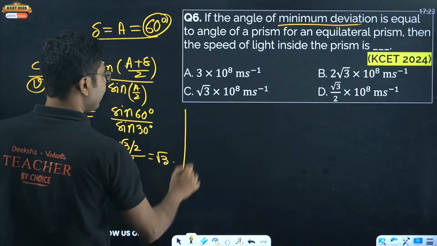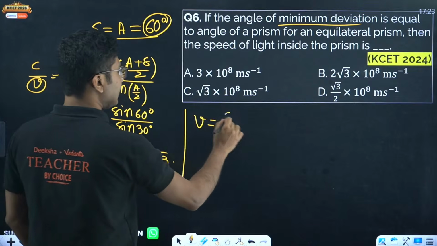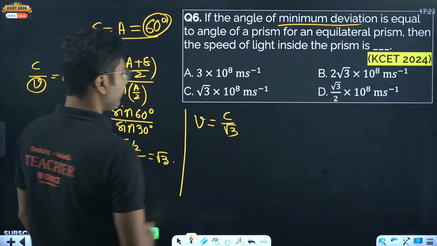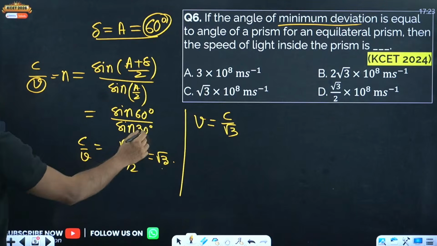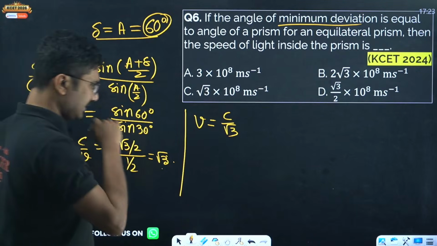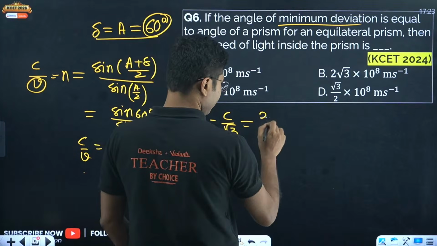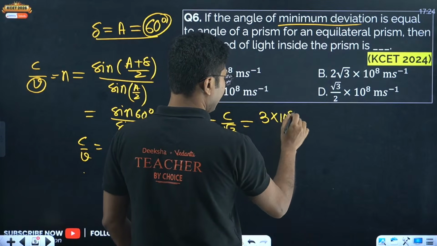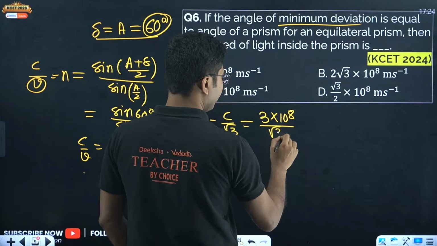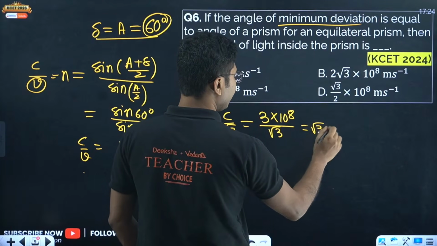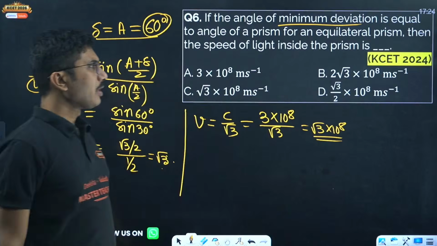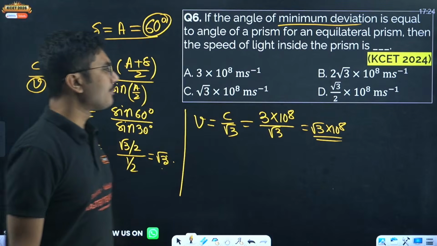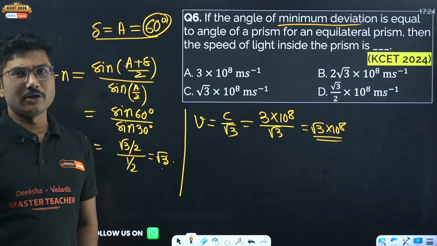Okay, now what is V then? So V will be C upon root 3. If you compare this C by V, you will get V equals C upon root 3, that is 3 into 10 to the power of 8 divided by root 3, that is root 3 into 10 to the power of 8. Now remember that any medium will always have speed less than speed of light.